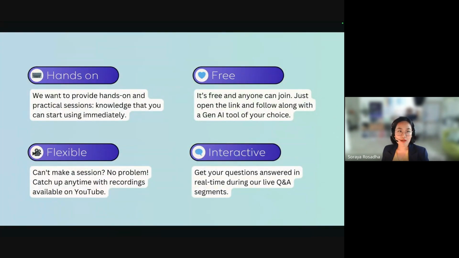So what's so special about Prompt Lab is that it's hands-on. So we want to provide hands-on practical sessions, so the knowledge that you can use immediately. It's also flexible. It's online. And if you are not here with us, you can always watch it on YouTube. It's completely free, so it's inclusive. And although we have 1 hour each time, we try to be as interactive as possible. So if you have any questions, write it down on the chat box and we will get back to you at the end of the session to address your questions.